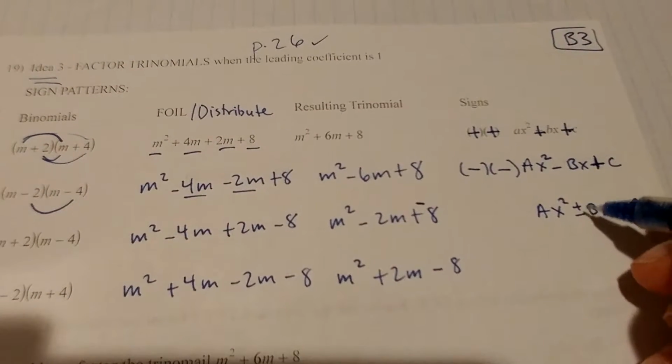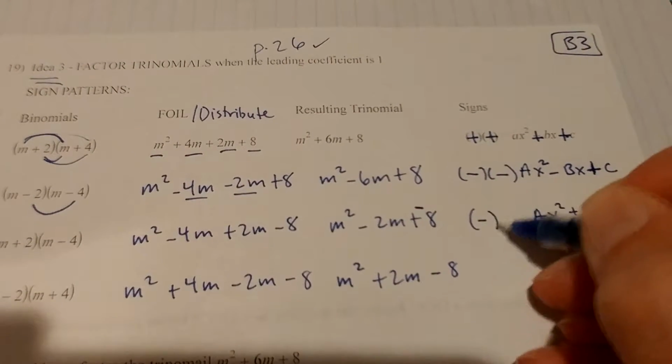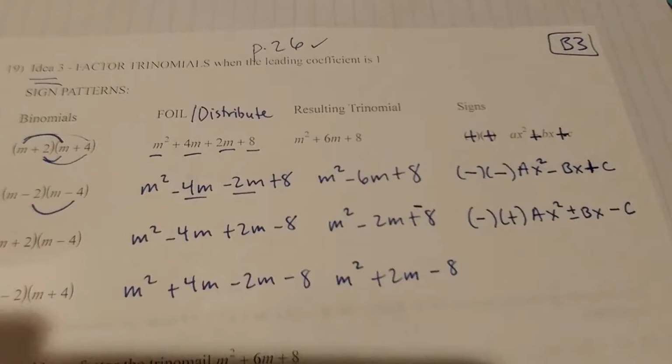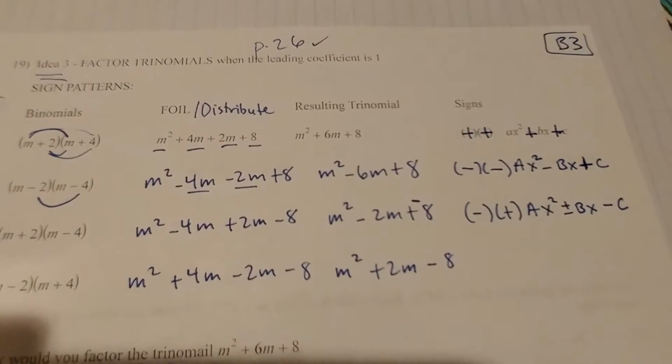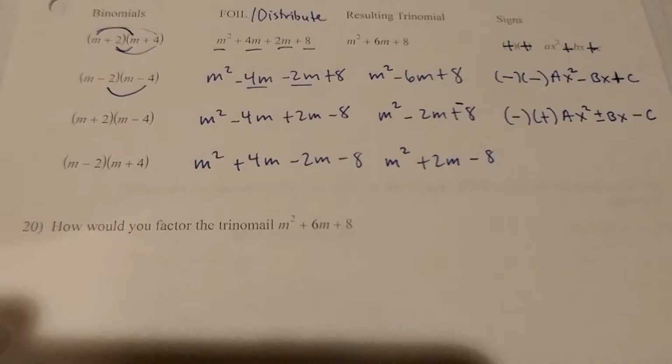It doesn't matter what the b is. It can be positive or negative. But what that means is in your two parentheses, you're going to have one of each sign. Okay, now what do I mean by two parentheses? Let's move on to how would you factor this trinomial.